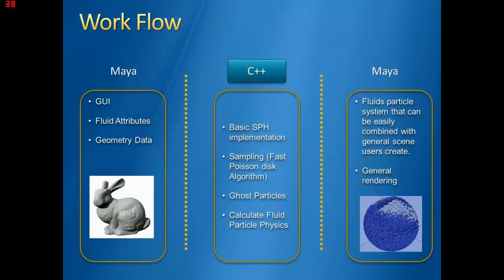Here is a brief overview of how our tool works. First, in Maya, we assign the fluid attributes and get geometry data. Then, all the information is passed to our C++ Ghost SPH simulation program, where we generate ghost particles through a fast Poisson disk algorithm and calculate the fluid particle physics. Then, the location information of all the particles is sent back to Maya for rendering.